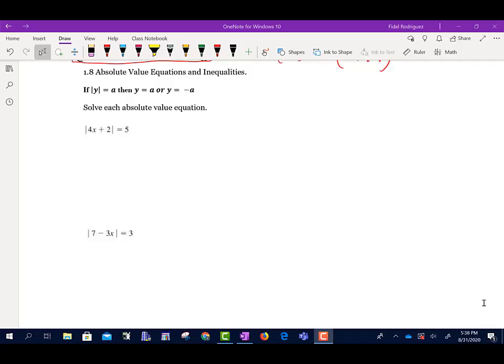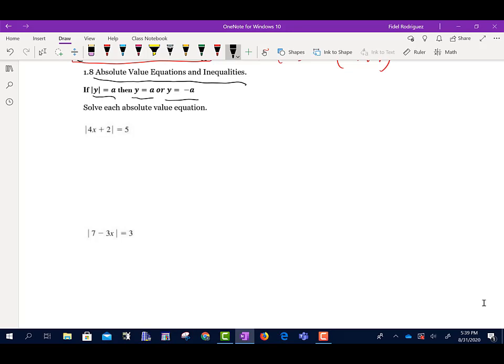All right, so section 1.8 talks about these things called absolute value equations, and we're also going to talk about absolute value inequalities. Okay, so absolute value, it says if the absolute value of y is equal to a, then either y is a or y is negative a.